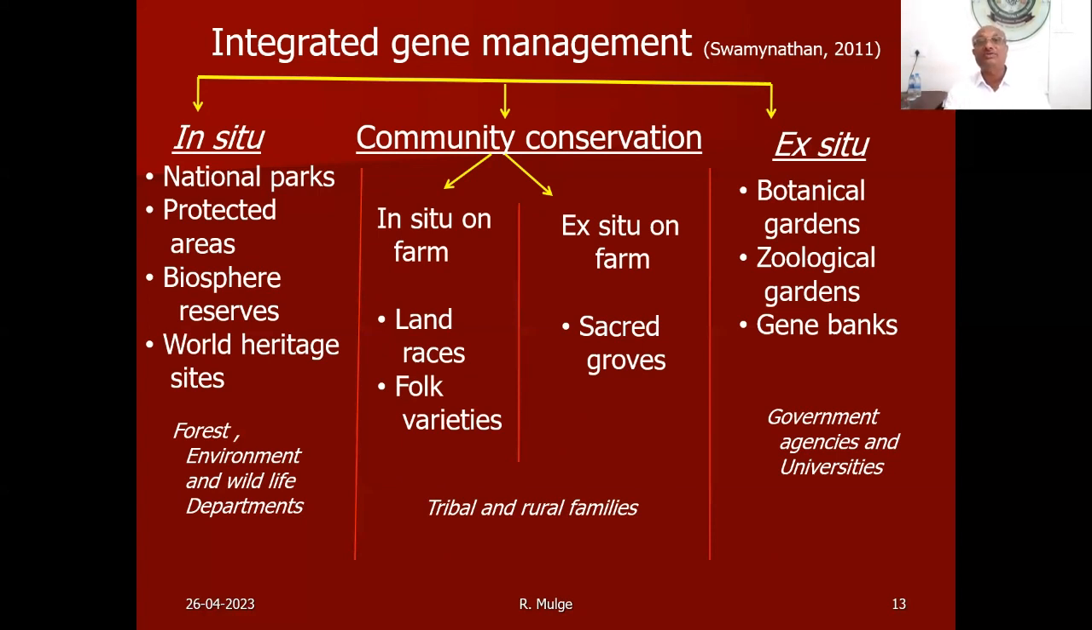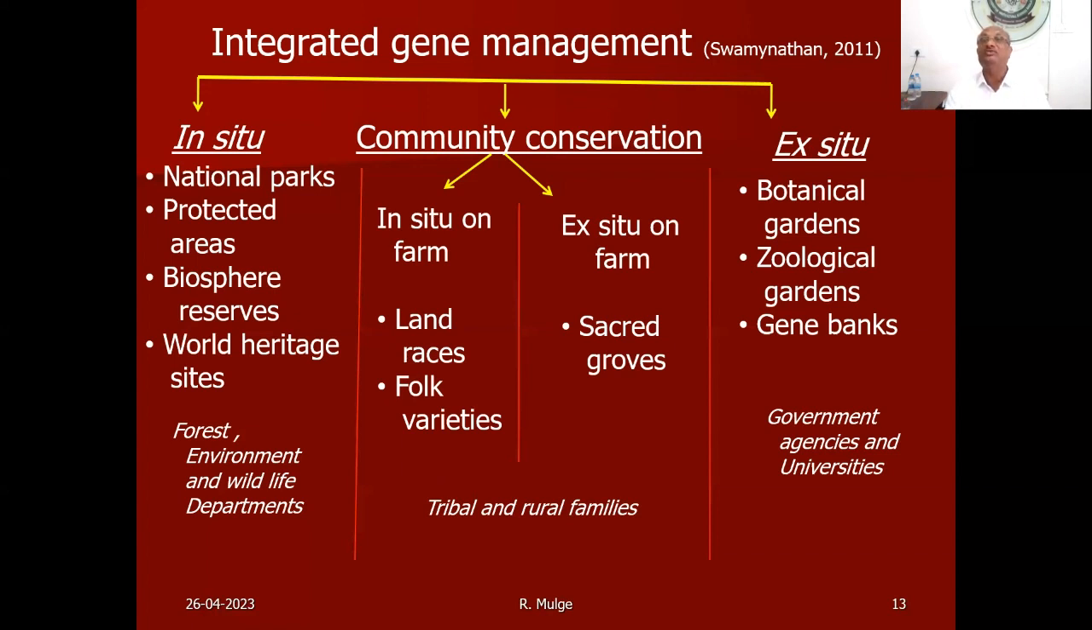And there also ex situ on farm, that is sacred groves. If you preserve some seeds in your home, that becomes ex situ. Ex situ means not in the form of seeds, but the plants are there, trees are there, you are maintaining it for a longer period. That is the kind of ex situ. And then, of course, this is community conservation. And then exclusive ex situ, that is botanical gardens, zoological gardens, gene banks.